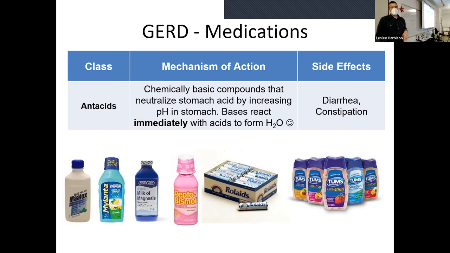Now, antacids, on the other hand, are just pretty simple chemical compounds. They're basic compounds. Remember acids and bases in chemistry class? What happens when you mix an acid and a base? Makes water.